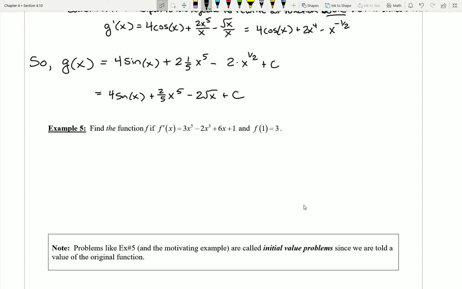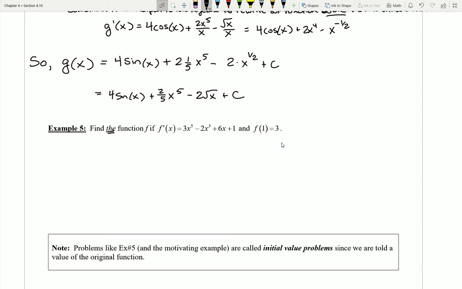Let's take a look now at example number 5. And this one's slightly different than some of the examples that we've seen before, because notice I'm not being instructed here to find a most general antiderivative. I am being asked to find the function f that meets the following two conditions. I'm looking for a function f whose derivative would look just like this, but also when I plug 1 into the f formula, I generate the value of 3.